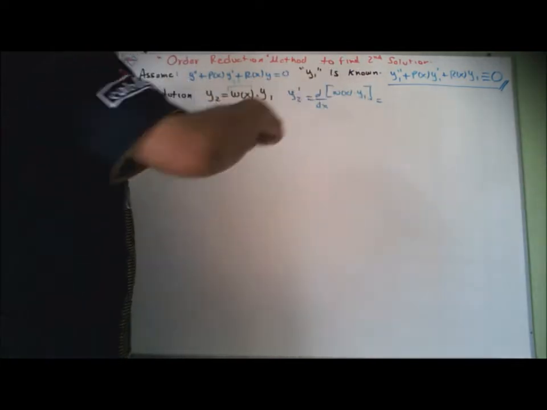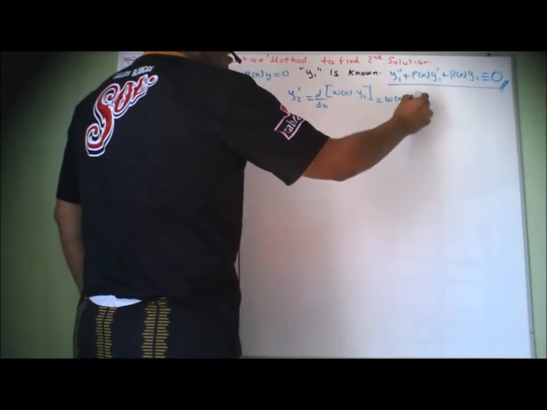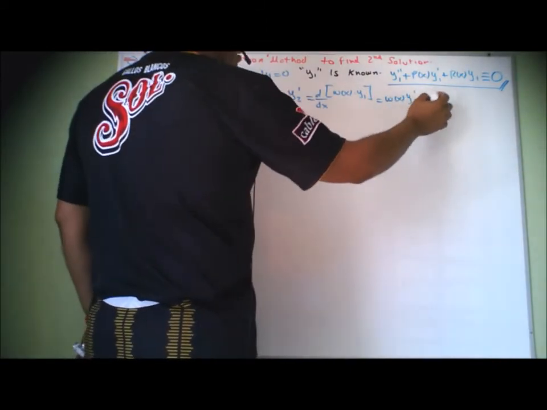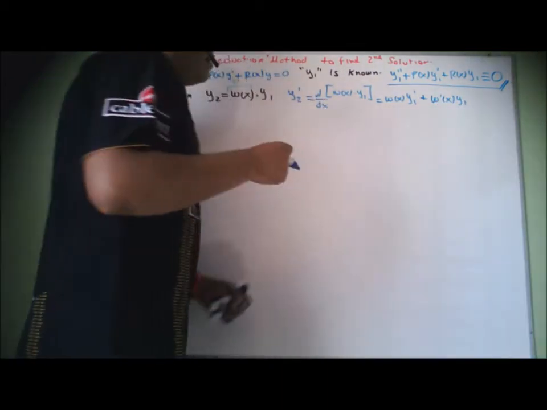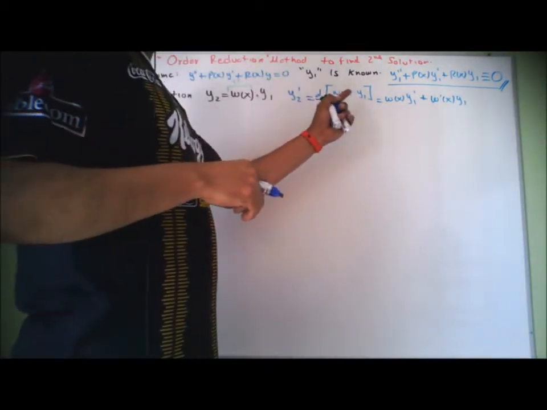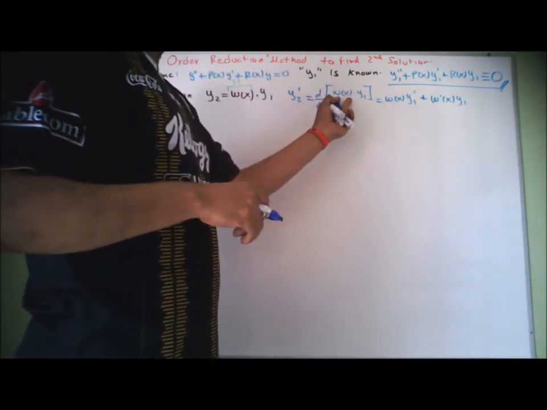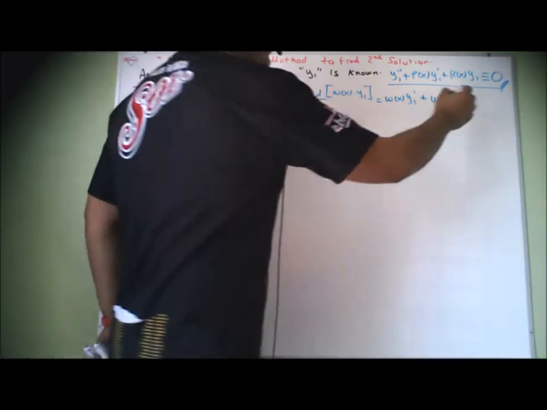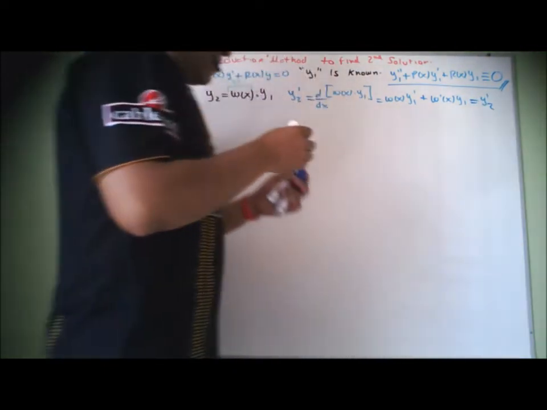So because we have a multiplication there, then it's going to be w of x y1 prime plus w prime of x y1. So it's this times the derivative of this, plus the second one, y1 times the derivative of this, which is here. And this is the second solution, first derivative.